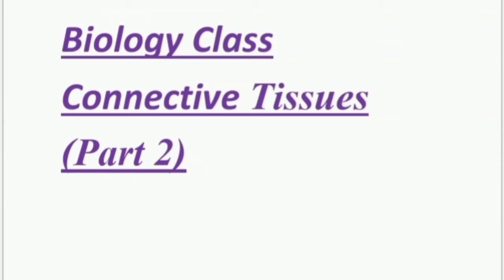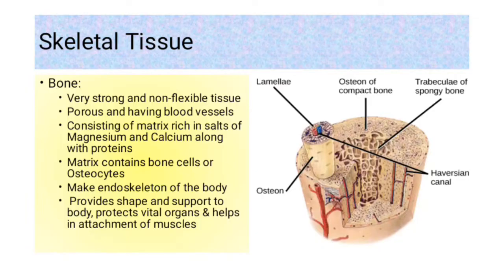Hello students, in the earlier video we completed everything up to connective tissue proper. Now in this video we will start with the skeletal or supportive tissue. Within that we have two types, bone and cartilage. So we will take up bone first.